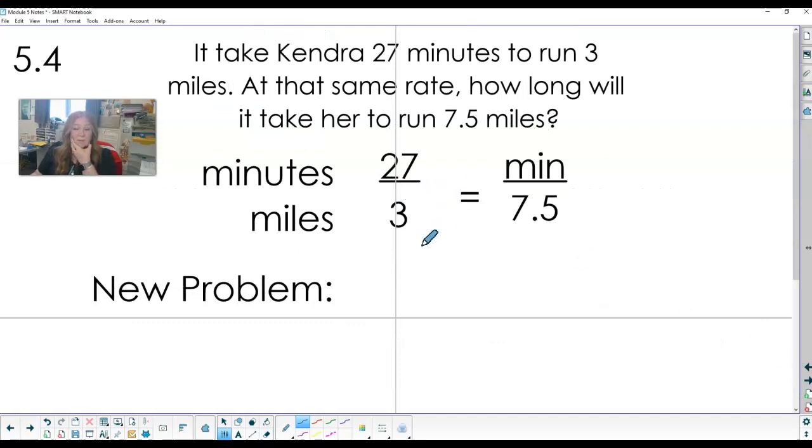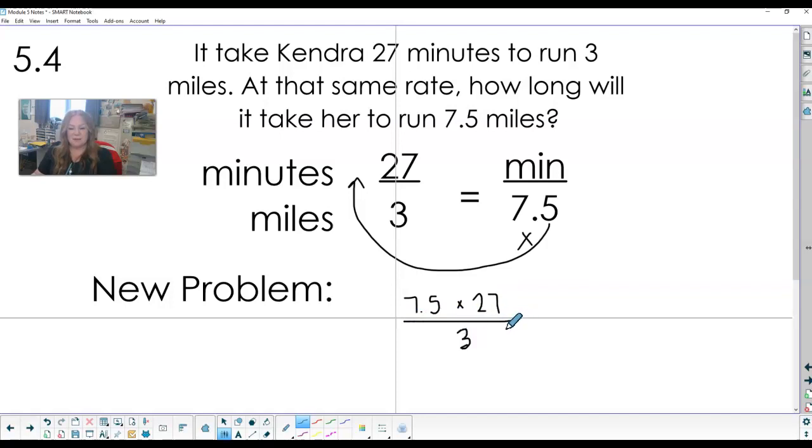So we're going to write our new problem, right? I'm going to multiply by this. I'm moving this over here. So my new problem is 7.5 times 27 divided by 3. And that's going to equal the minutes. So if I do it here, I move it over. Opposite of divide is multiply. So I need to do 7.5 times 27, which is 35.